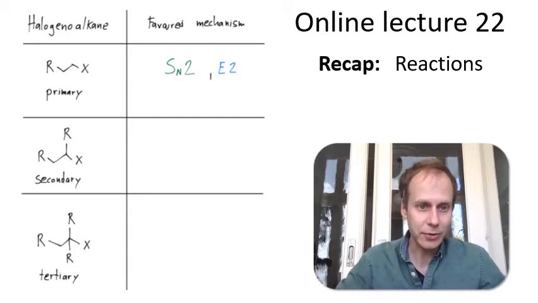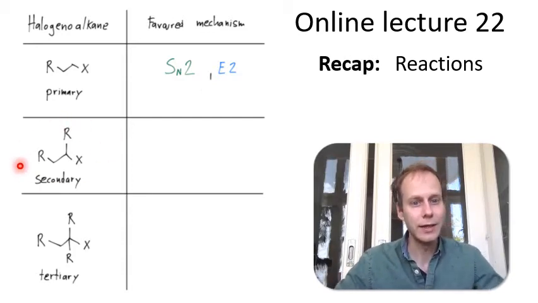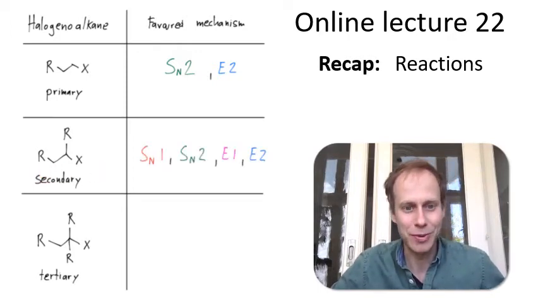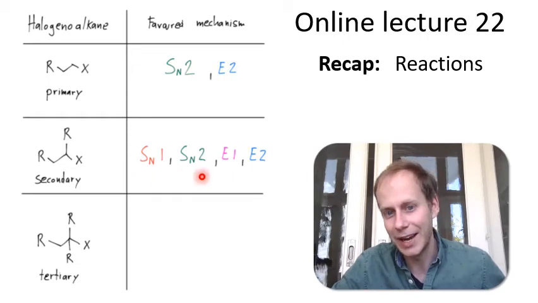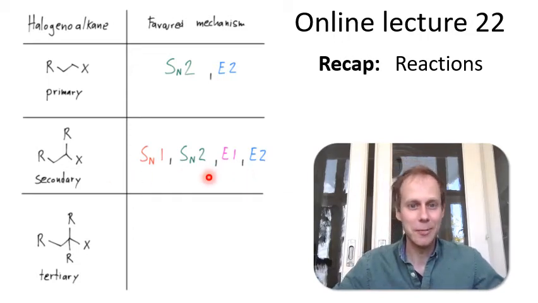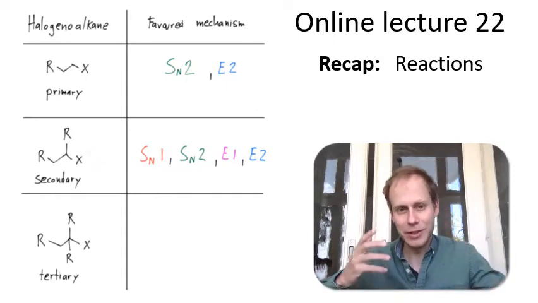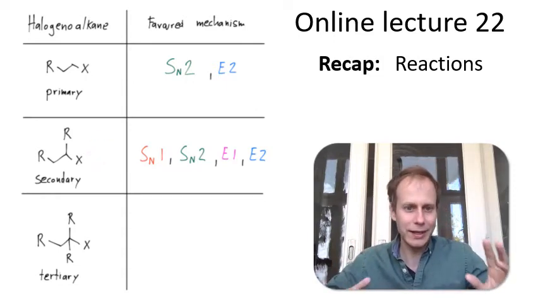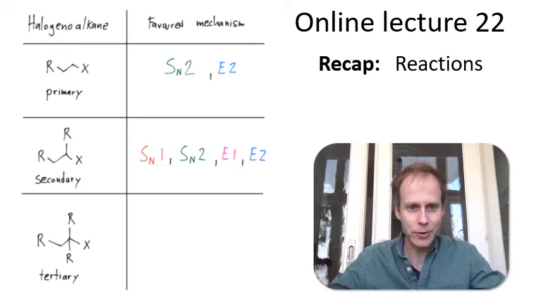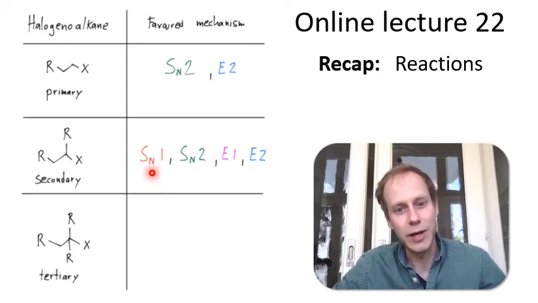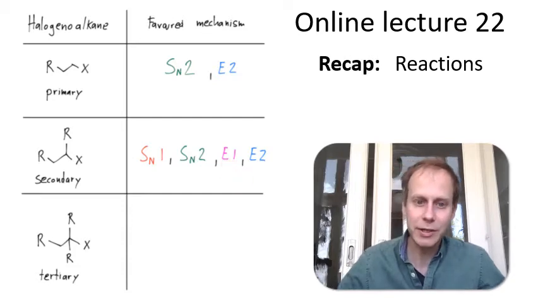So for the secondary halogenoalkane, it is not really 100% clear which reaction pathway it can take. It can be either of these four, because there is a kind of competition between the stability of the carbocation and direct reaction with the nucleophile. So you cannot really say it's somewhere in between, but again, whether you have a regular nucleophile or a base determines if you have a substitution or an elimination reaction.